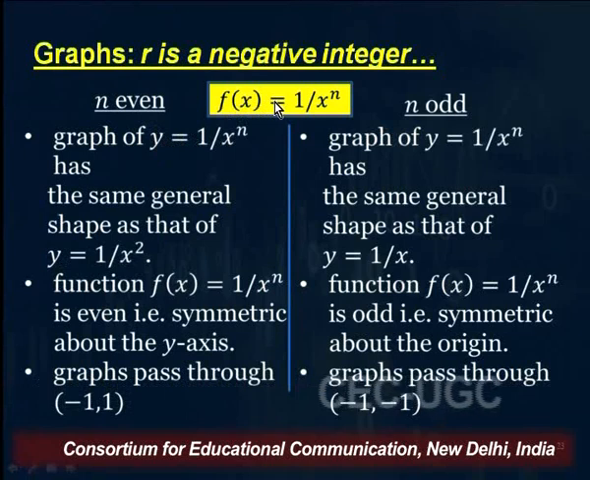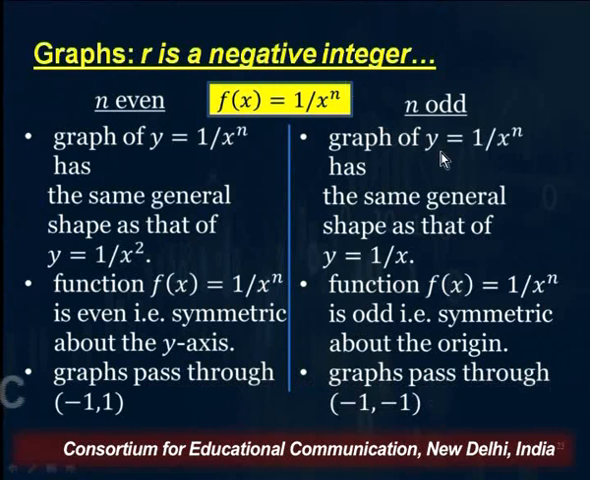So if f of x is equal to 1 divided by x to the power n, then the graph of 1 by x to the power n for n even has the same shape as that of y equal to 1 by x squared. The function 1 by x to the power n is an even function, that is, it is symmetric about the y-axis. The graphs, in addition to passing through 1 comma 1, because there is symmetry about the y-axis, will also pass through minus 1 comma 1.